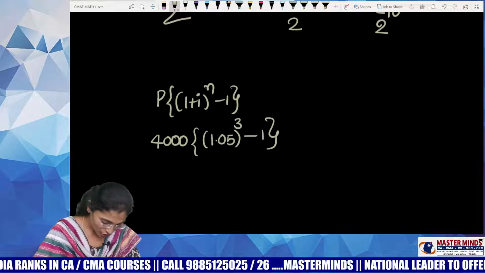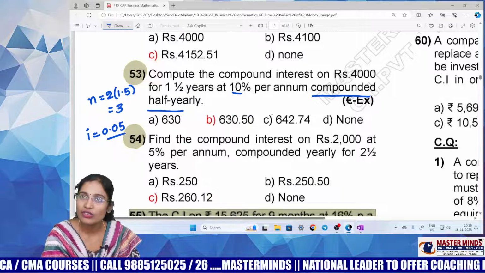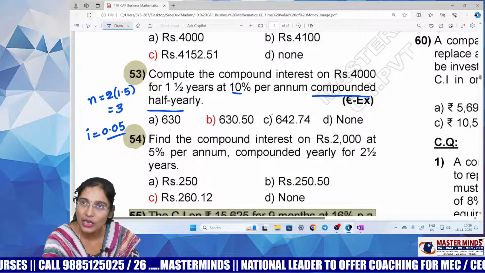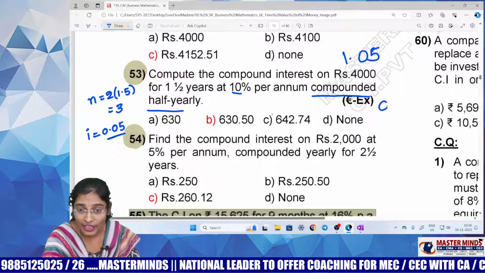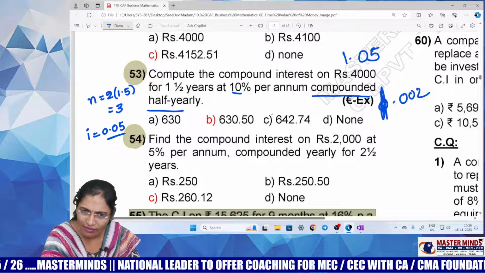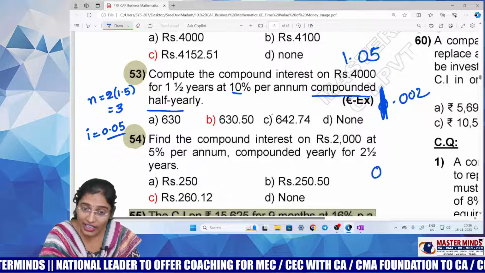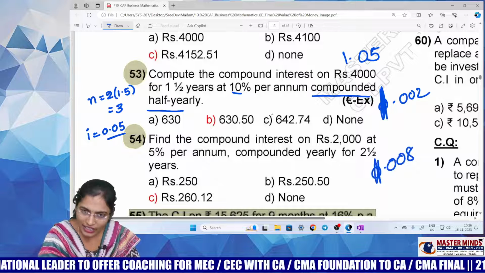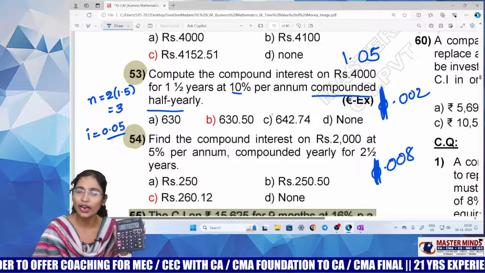Guys, what I wish to tell you is, you know that i is 0.05. If I ask you what is 1 plus i, just keep 1 in front and write it as 1.05. Got it? Suppose i is 0.002, if I ask you what is 1 plus i, just say 1 in front and say that it is 1.002. If i equals 0.008 and I ask you to calculate 1 plus i, just keep 1 here. That's it. There's no need to use your calculator every time, right?